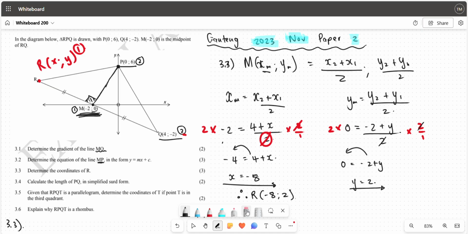Maybe let me put it up here, just so if I needed some other place, I can use it. Negative 8 with a positive 2. Alright, so we're done with this question here. Let's move on to the next one.